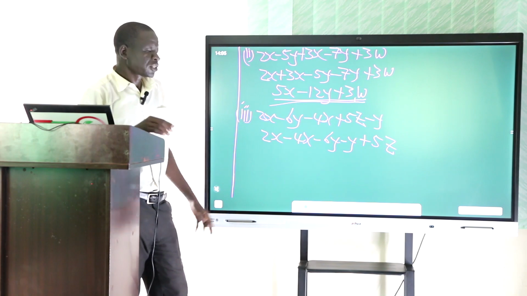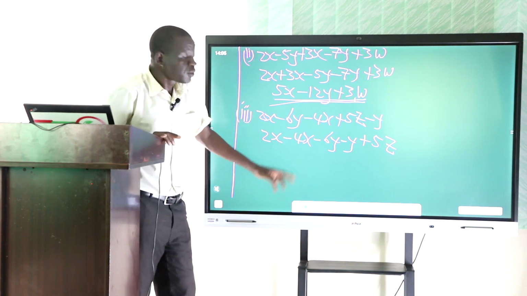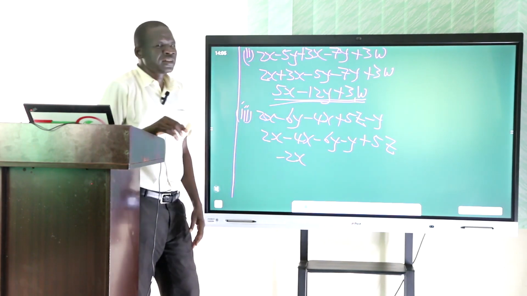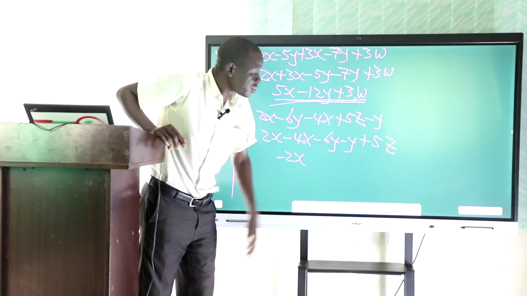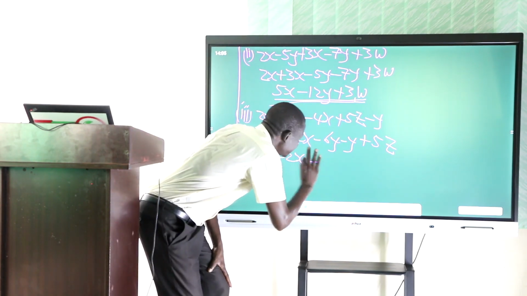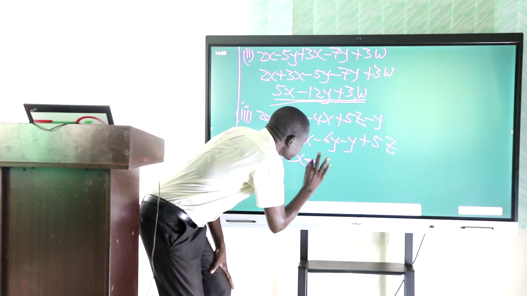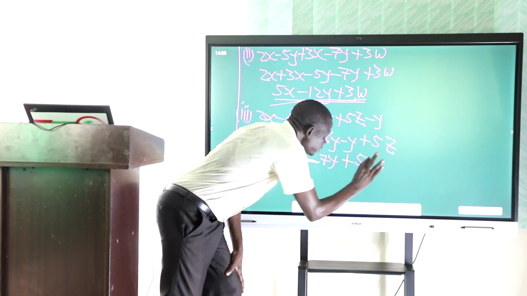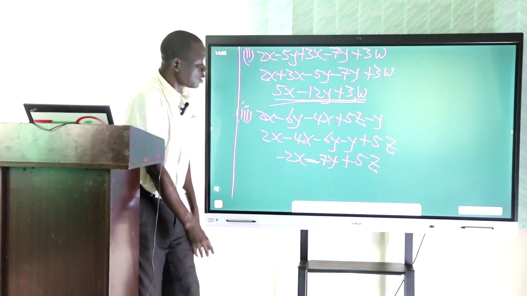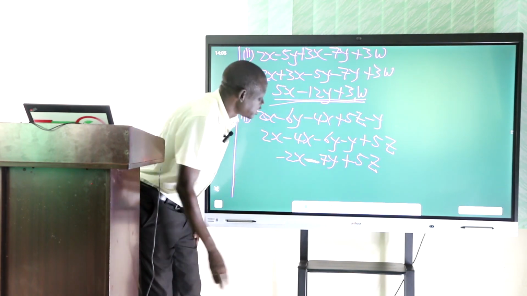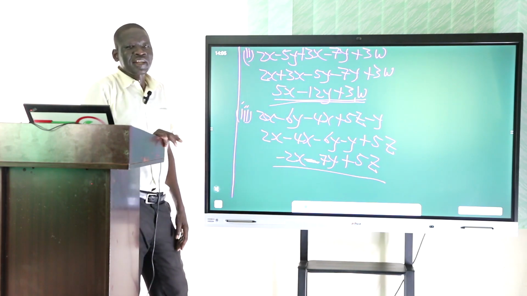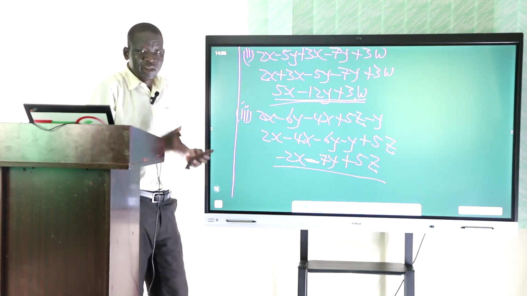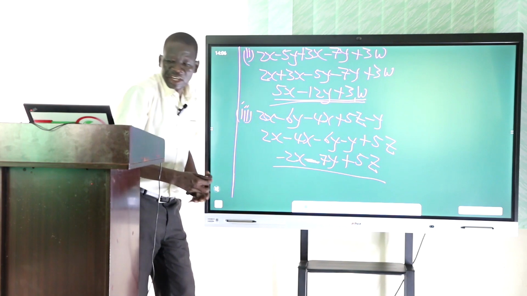Now, subtracting this, 2x minus 4x, we find that we get negative 2x. And then negative 6y minus y, we get negative 7y. Then plus 5z. So you can see that the expression now consists of unlike terms only. So there is no way you can continue to simplify from there. And that becomes the answer.